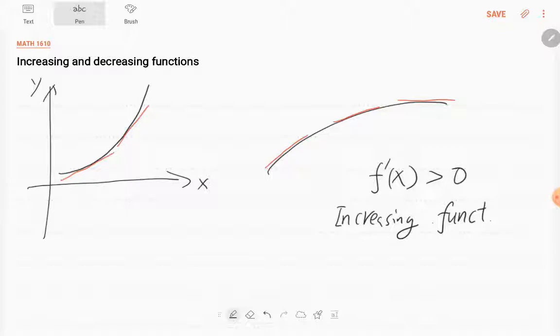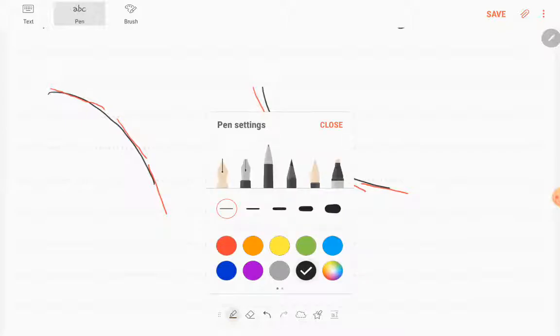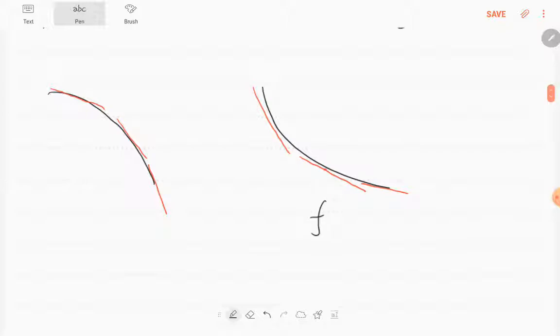And let's look at the decreasing function. This is a decreasing function, right? This is another decreasing function. So now let's look at the slope of the tangent line. For the decreasing functions, the slope of the tangent line, which is the derivative, is less than 0, right? So this is for the decreasing function.